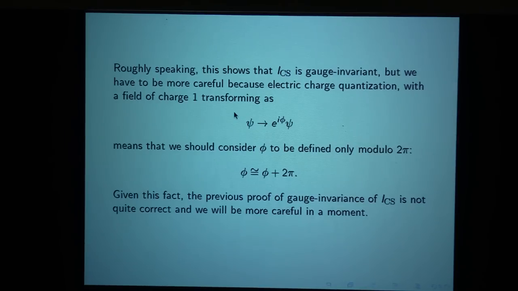So roughly speaking, we've established gauge invariance, but we have to be more careful because electric charge quantization, with a field of charge 1 transforming like so under gauge transformations, means that we should consider phi to be defined only modulo 2 pi. So we can imagine a gauge transformation where e to the i phi is well-defined and single-valued, but phi is not. And given this, the previous proof of gauge invariance is not complete, because we assumed phi was well-defined in writing the formula, and we'll be more careful in a moment.